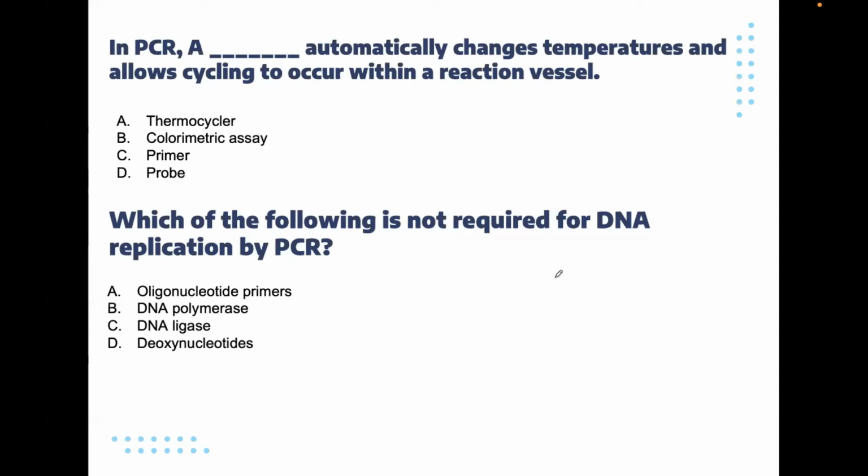So next question, in a PCR, a blank automatically changes temperatures and allows cycling to occur within a reaction vessel. Is it your thermocycler, your colorimetric assay, your primer, or your probe? Okay, so the answer is thermocycler.